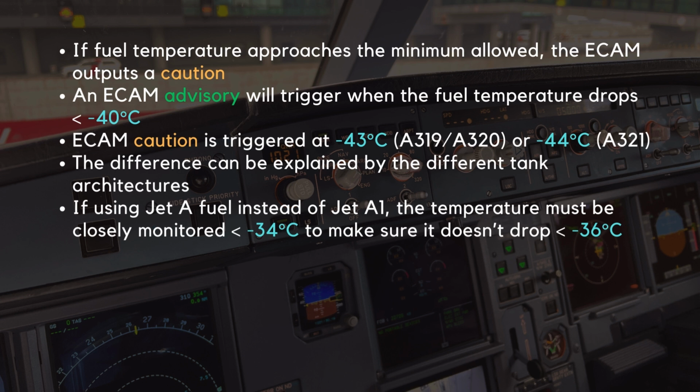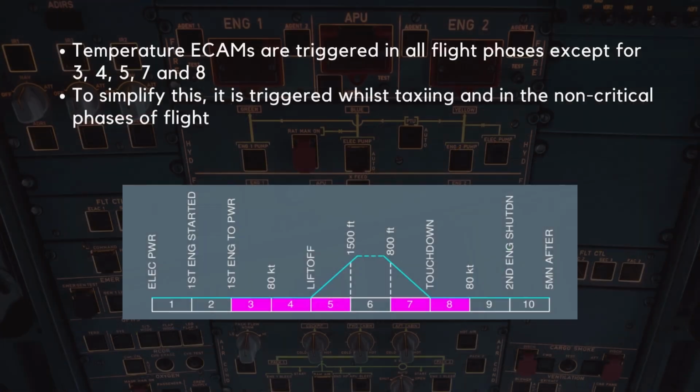If using Jet A fuel instead of Jet A1, the temperatures are significantly higher. The temperature must be closely monitored below minus 34 degrees C to make sure it doesn't drop below minus 36 degrees C. This ECAM is triggered in all flight phases except for 3, 4, 5, 7, and 8. To simplify this, it is triggered whilst taxiing and in the non-critical phases of flight.